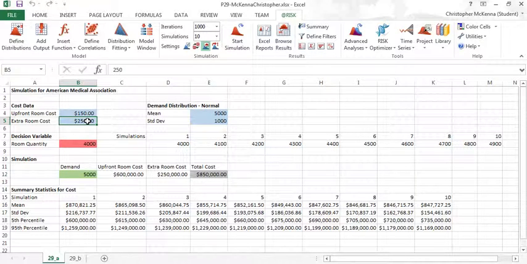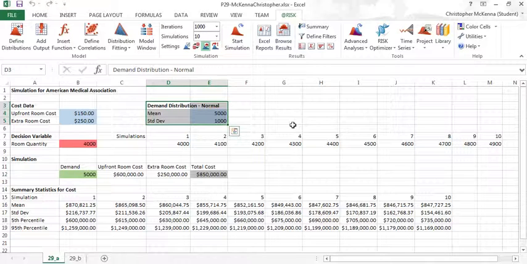conference. In part A, we're looking at a demand distribution that is normal, and they have determined that the mean of attendees of the convention will be 5,000 with a standard deviation of 1,000. So what we want to do here is determine how many rooms the American Medical Association should book now at the current time in order to best utilize their costs.